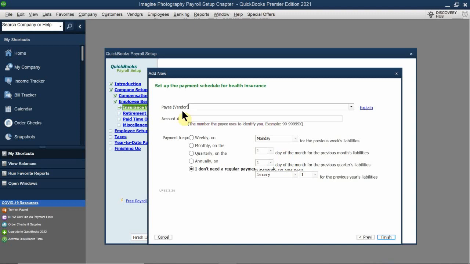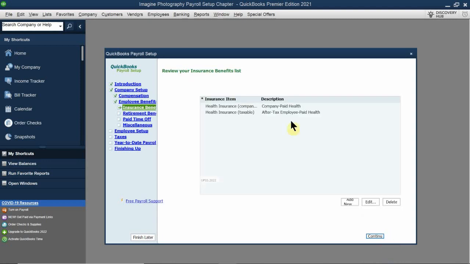So if it's multiple different vendors, then you don't want to designate a specific person. You don't want to schedule it either, because it's on a per person basis. So there you go. I'm going to select I do not want to schedule, and click finish. Now here you go. I have 2 things: 1 health insurance for the company, and 1 health insurance for the employee.